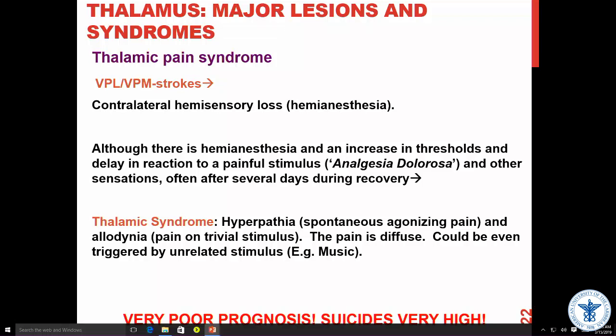Millions of dollars are being spent on research of thalamic pain syndrome. So far, we do not have a treatment, because we don't know what's happening. All right. With that, yes, please.